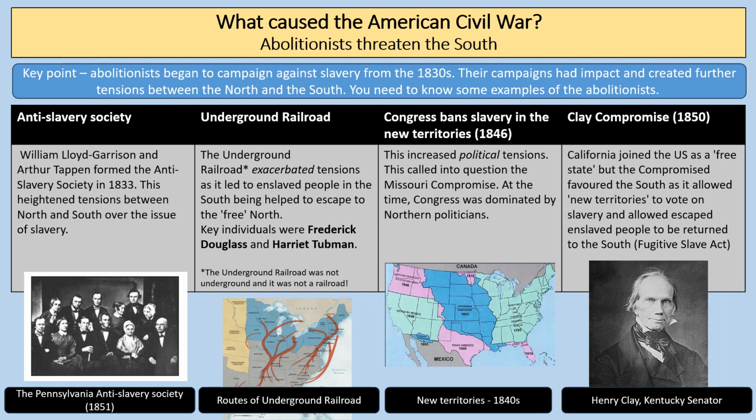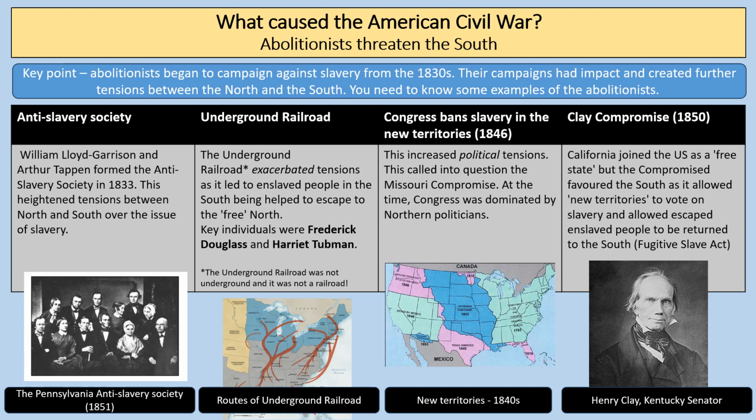Another key cause to be aware of is the abolitionists. Abolitionists began to campaign against slavery from the 1830s, and their campaigns had impact and created further tensions between the North and the South. You could say that they exacerbated the early tensions over slavery between North and South. Some examples of this: William Lloyd Garrison and Arthur Tappan formed the Anti-Slavery Society in 1833, which heightened tensions between the North and South over the issue.